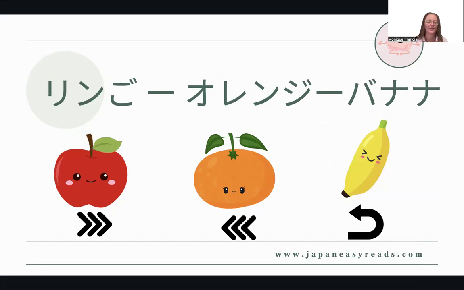So it starts off obviously simple. Ringo, orange, banana. Ringo, ringo, orange, ringo, ringo, banana. So any combination can work. And you might choose the fruits, but I've also done something similar with positions. So mae, mae, ushiro, ushiro, mawari. So it's quite versatile.